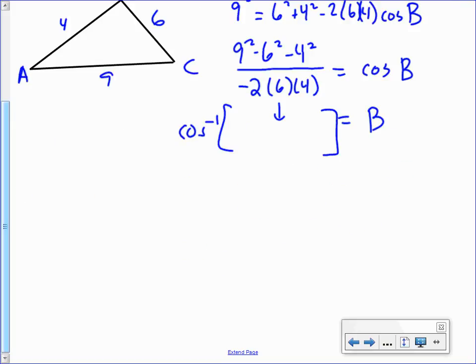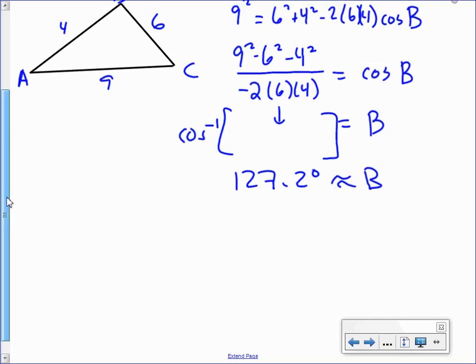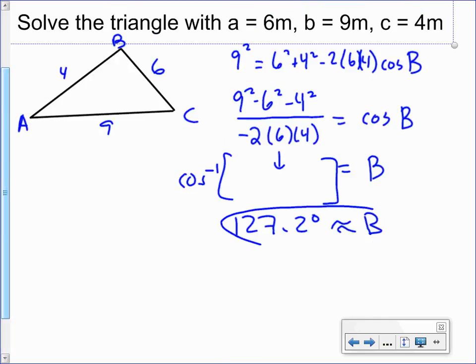B is 127.2. You just going to go to 2? Fine. Here we go. 0.17. Whatever. So if we're going to stick to that, that's how many sig figs we're going to stick to. So this is 127.2. Now what?